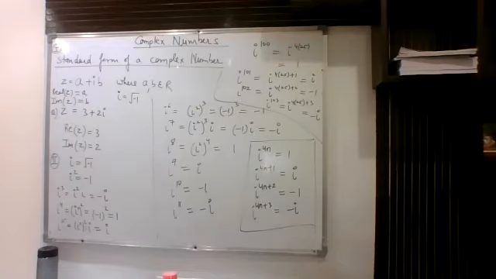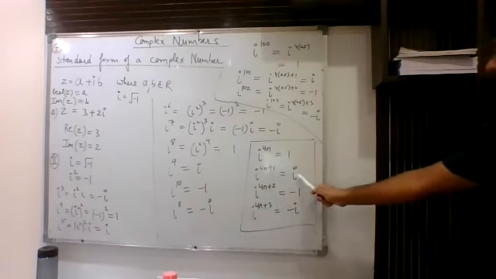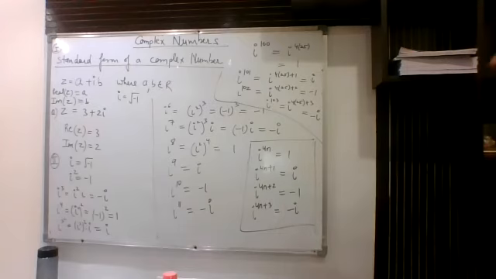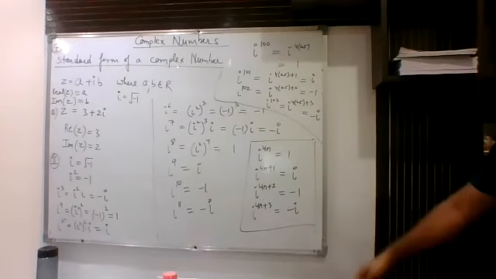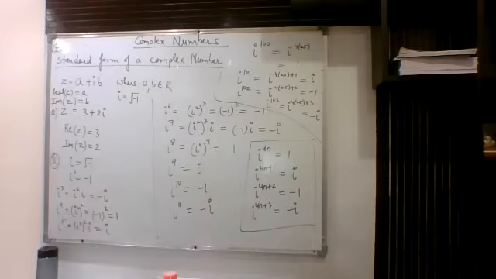So basically, whatever power is given, you will divide that number by 4 and just see the remainder. If the remainder is 0, your answer is 1. If the remainder is 1, your answer is iota. If your remainder is 2, your answer is minus 1. If the remainder is 3, your answer will be minus iota.